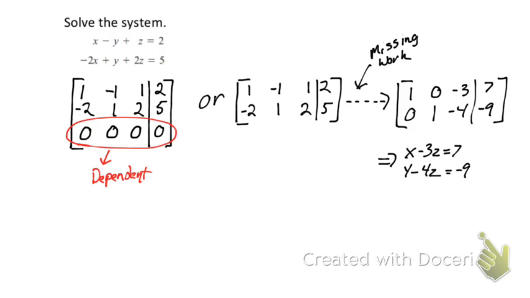So much easier. Just write in your notes that 3 variables needs 3 equations. If I only give you 2 equations, it's automatically dependent because you have the 0 equals 0 row. All right. So that is dependent.